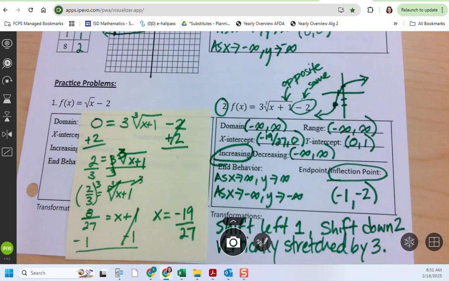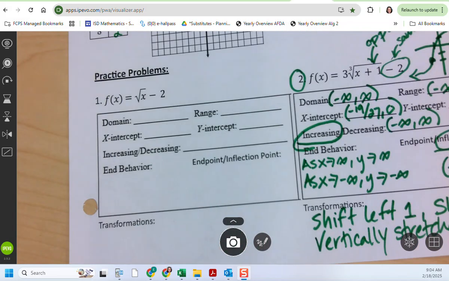Get back to work here. You may work ahead. If you get as far as the very last problem, you can access the link to that in Schoology. But right now I'm doing number 1.